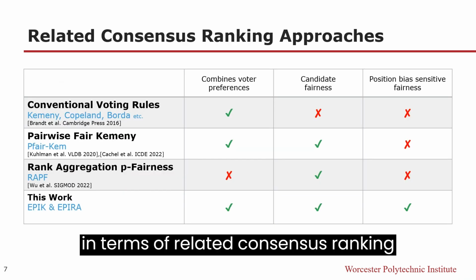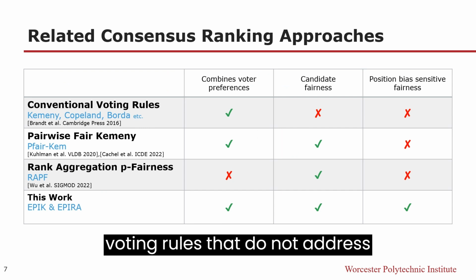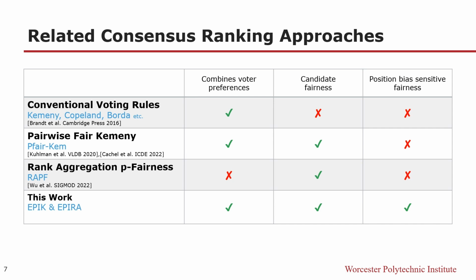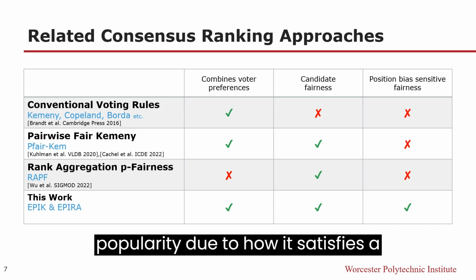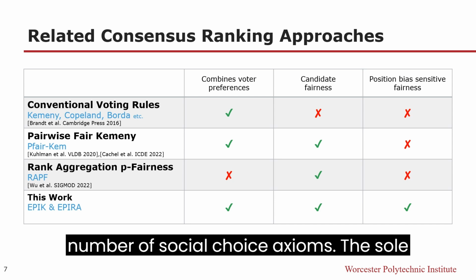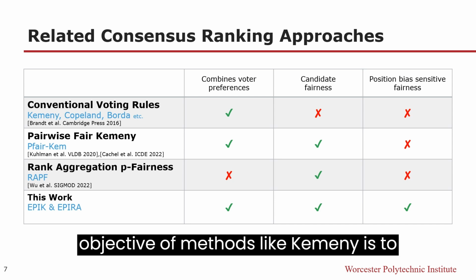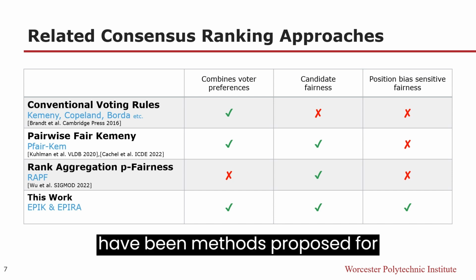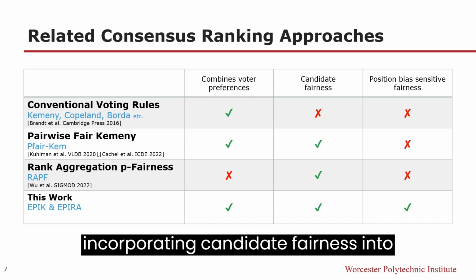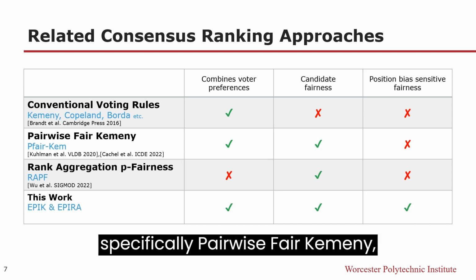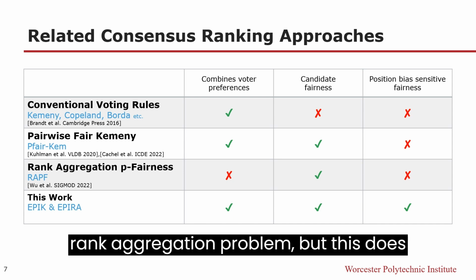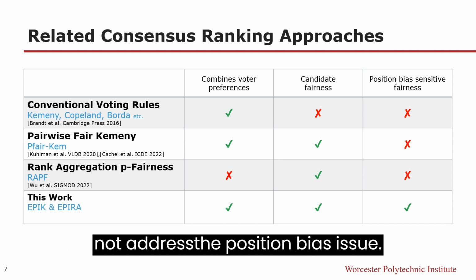In terms of related consensus ranking approaches, there are many conventional voting rules that do not address candidate fairness in any form. Of the numerous voting rules, Kemeny has received particular attention and popularity due to how it satisfies a number of social choice axioms. The sole objective of methods like Kemeny is to combine all voter preferences into a single consensus ranking. Recently, there have been methods proposed for incorporating candidate fairness into Kemeny rank aggregation. Specifically, pairwise fair Kemeny, our prior work, incorporates pairwise fairness constraints into the Kemeny rank aggregation problem, but this does not address the position bias issue.